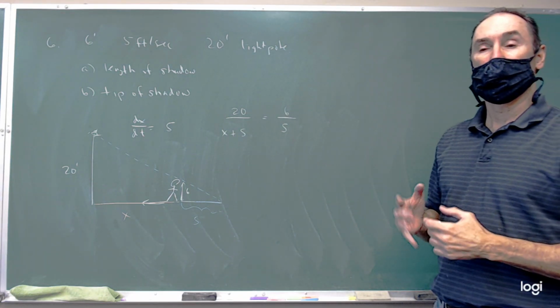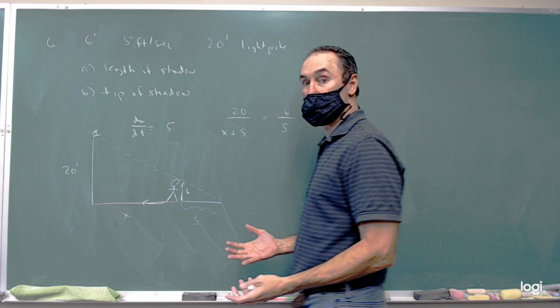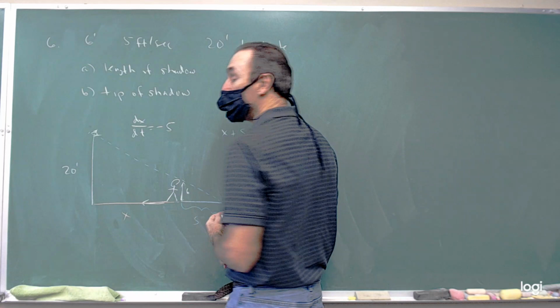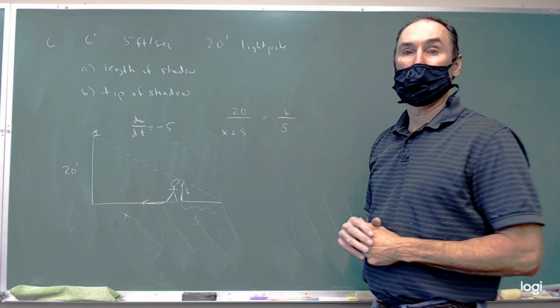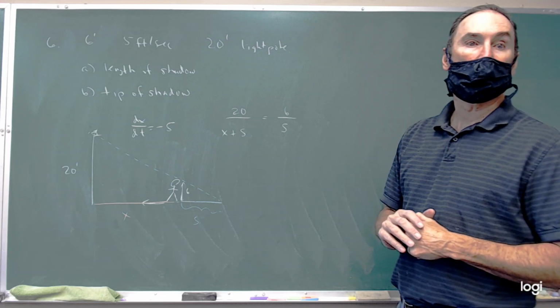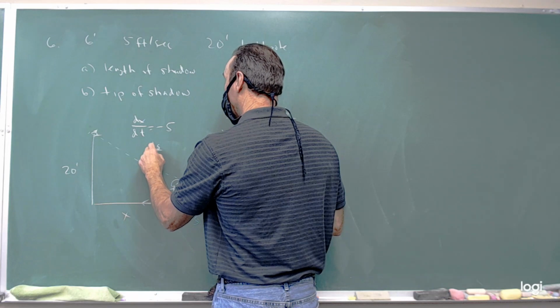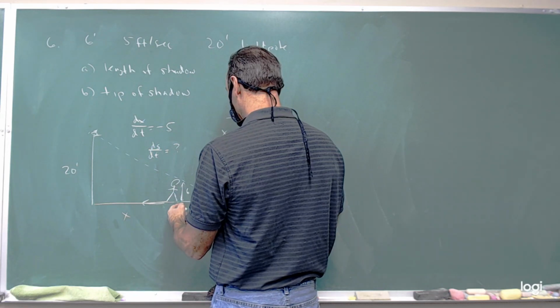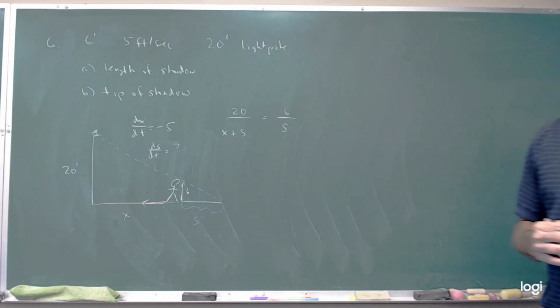is the X getting bigger or getting smaller? So it's actually dx/dt is -5. And what is it that we are looking for in part A? Yeah, we want to find ds/dt. How fast is that shadow shrinking? So we would expect to get a negative value there because it's getting smaller.